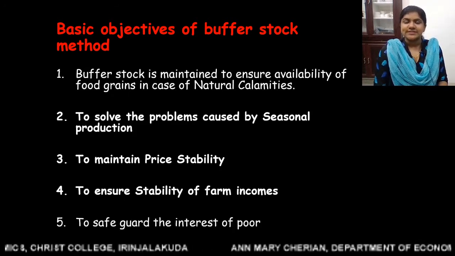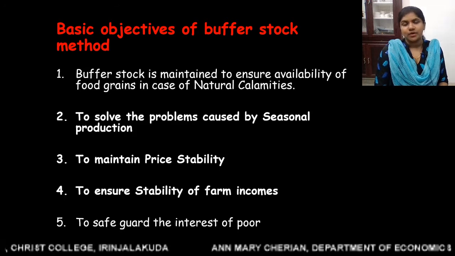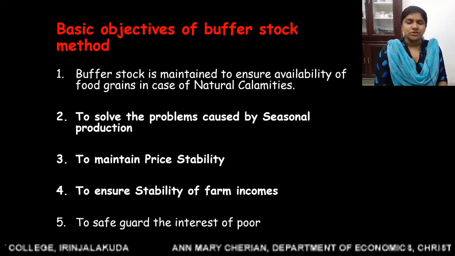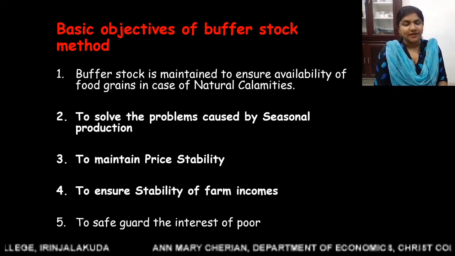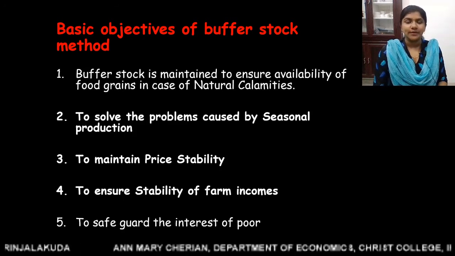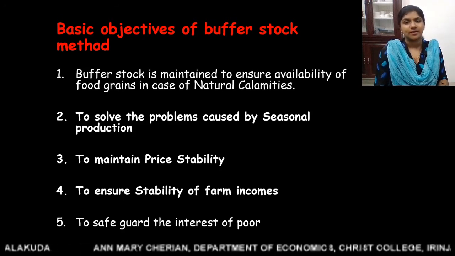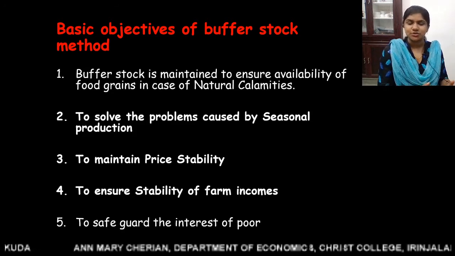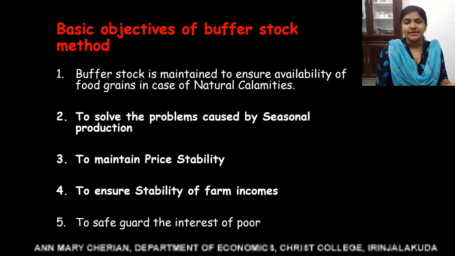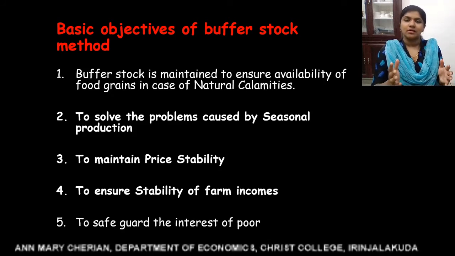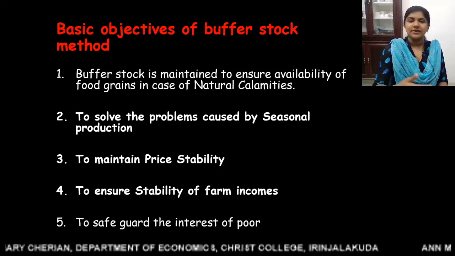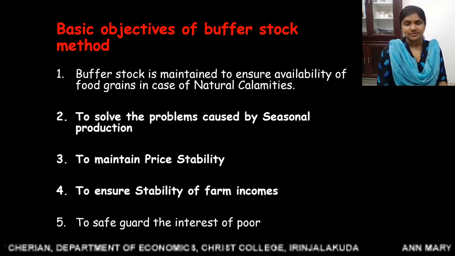Last objective is to safeguard the interest of poor. When there is bad harvest, there is possibility of food inflation, and this will affect poor people. So in order to safeguard interest of poor people, buffer stock is maintained. So when buffer stock is maintained, poor people will get farm products at fair prices, even in the time of bad harvest.